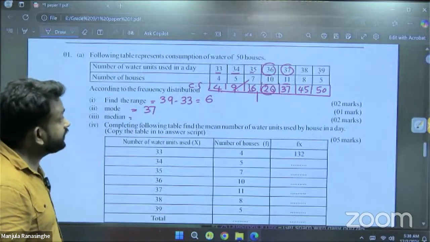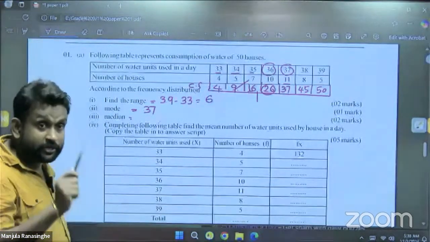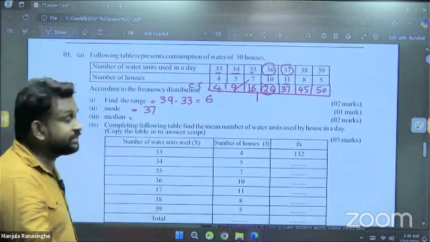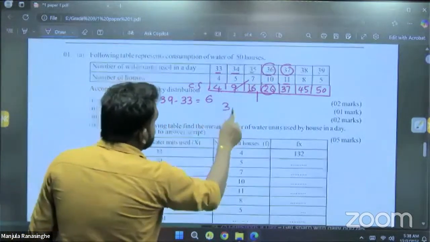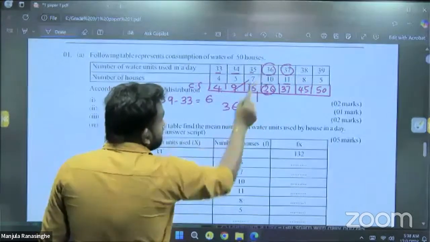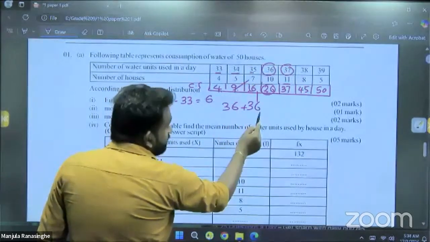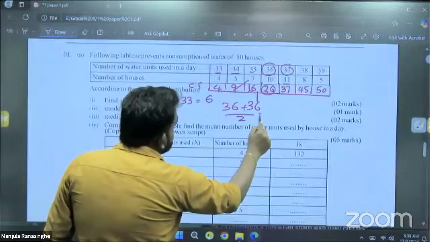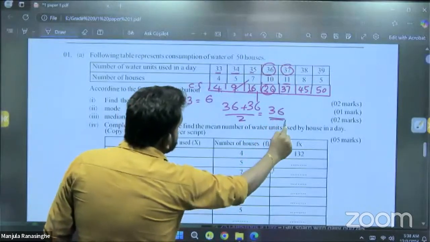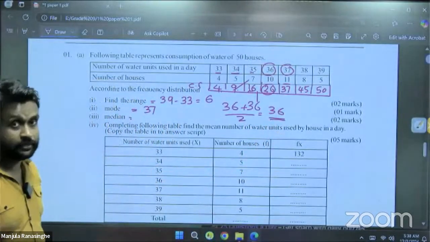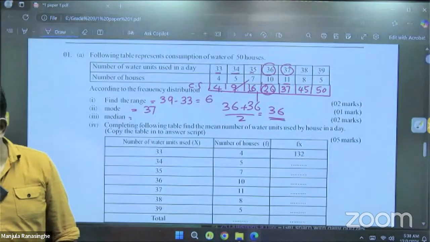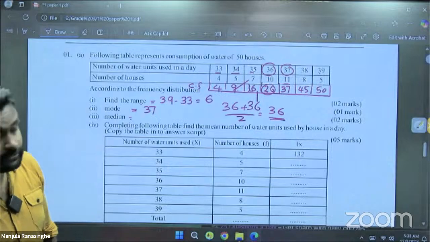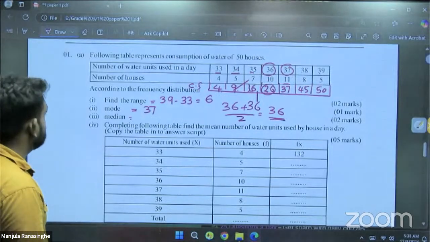Then you can see that they ask, we need the 25th data and the 26th data. The 25th data is also 36, plus the 26th data is also 36, 36 plus 36 divided by 2. Then the answer becomes 36. That's how you take it. Okay, complete it. That is 2 marks.